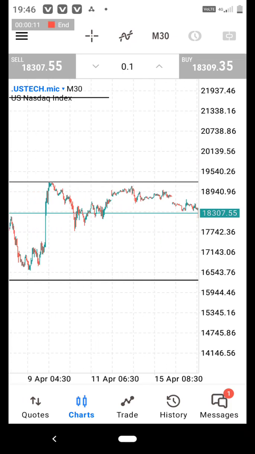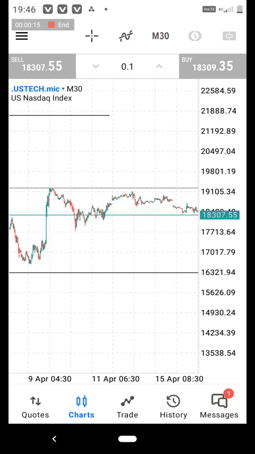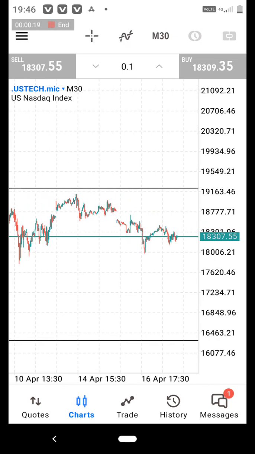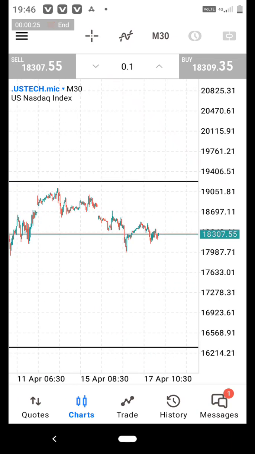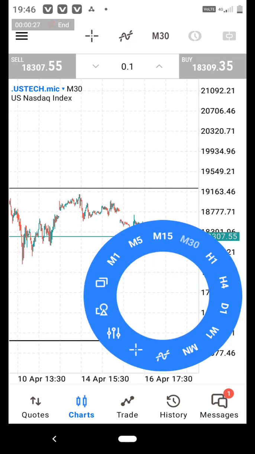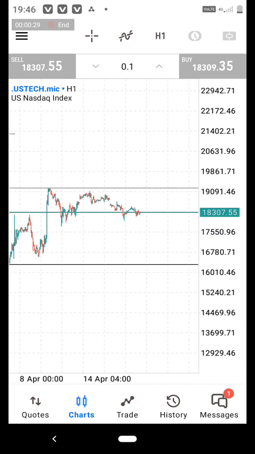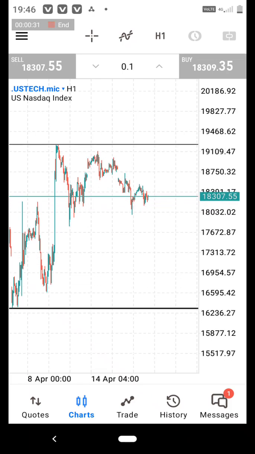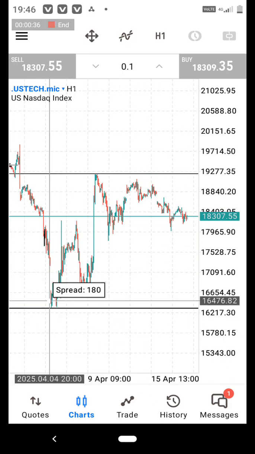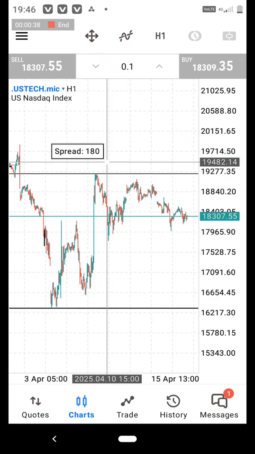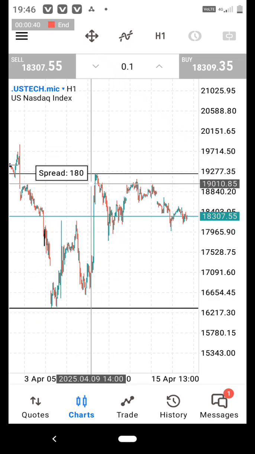So, guys, in this video, you can see that we are having Nasdaq here. I just want us to quickly check on Nasdaq, and we must know about the characteristics of Nasdaq. So, first things first, guys, let me go on the 1 hour time frame. You can see that this is a 1 hour time frame, and I've already indicated my supporting and resisting price levels.